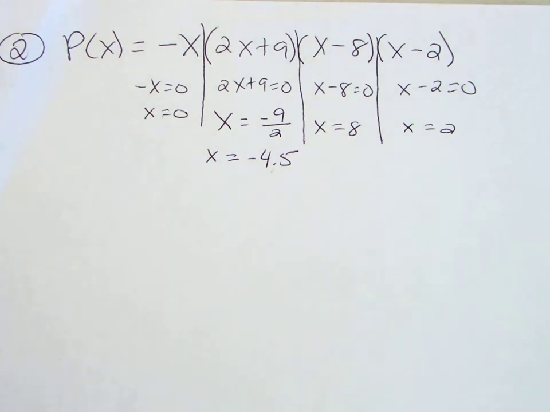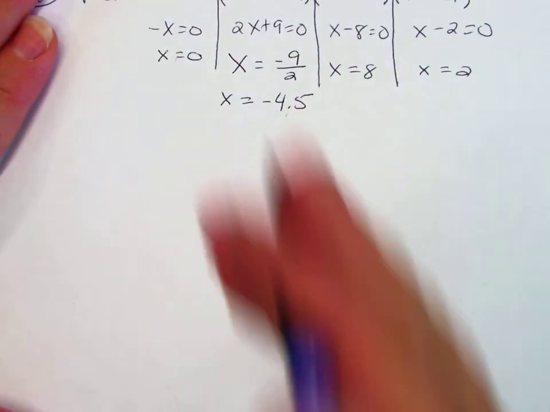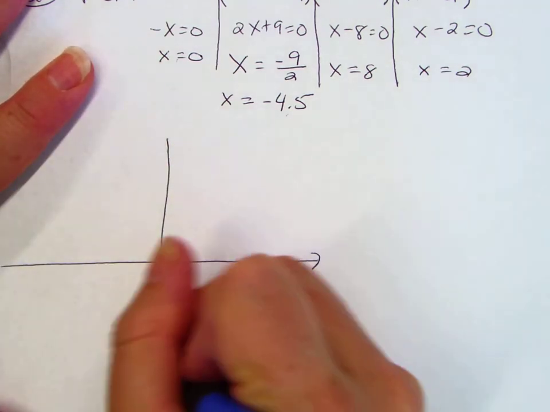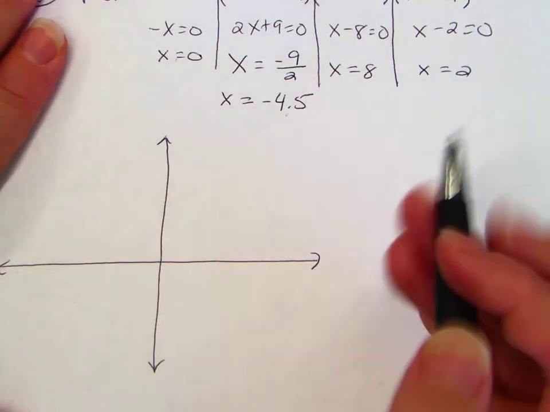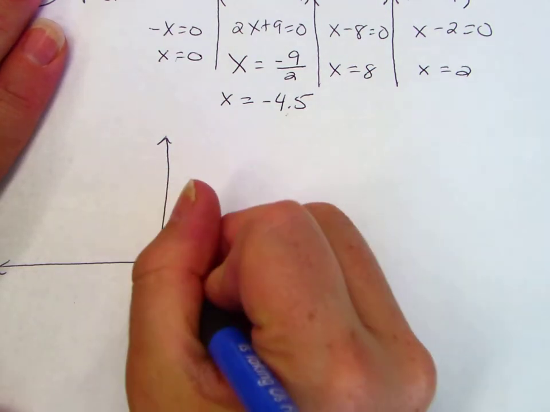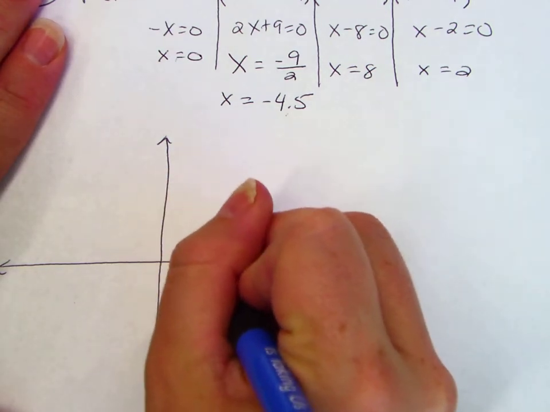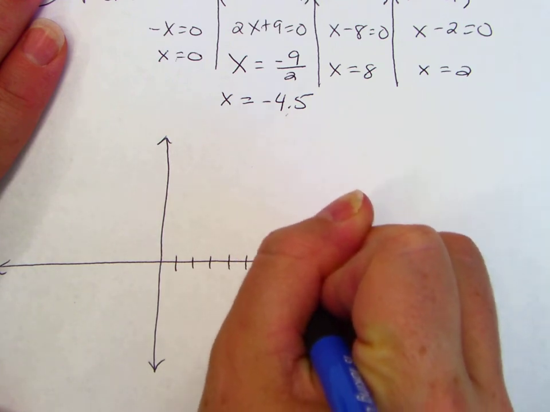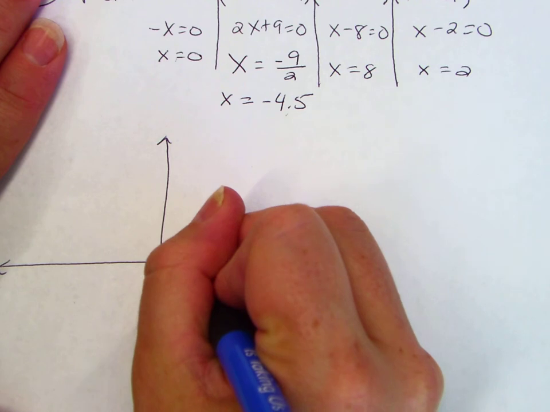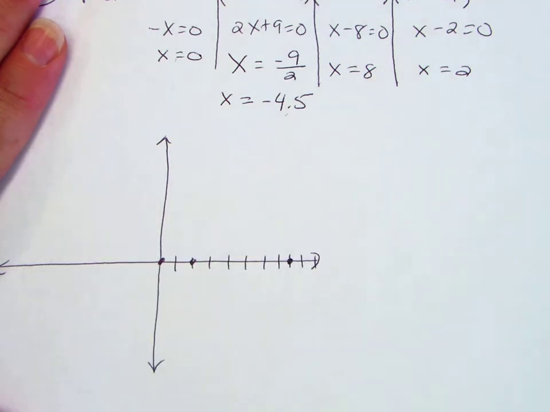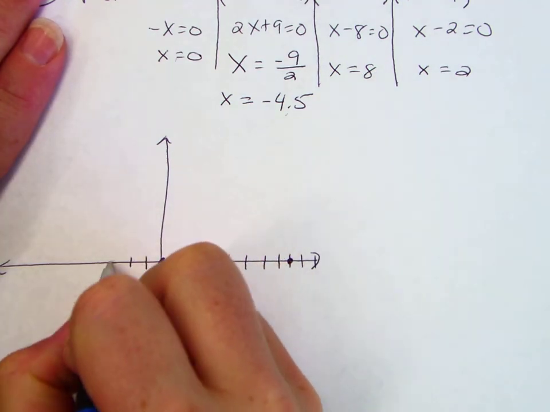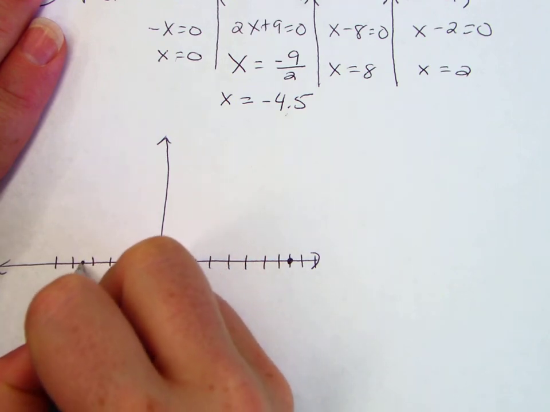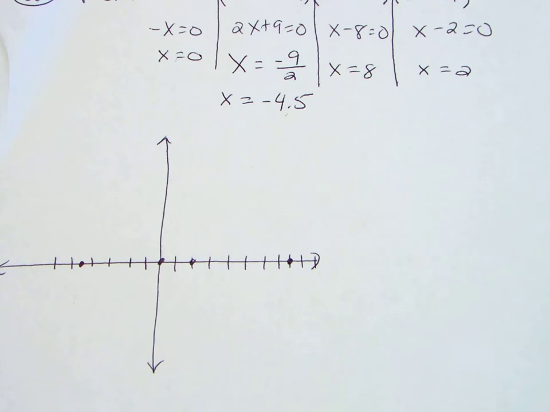I have 4 roots this time. 1, 2, 3, 4. So I'm going to make my grid. I'm going to make it over here this time. I'm going to make it a little bigger. All right, so I need to go to positive 8. So I'm going to do 10. 1, 2, 3, 4, 5, 6, 7, 8, 9, 10. 10, 9, 8. I've got 2. I've got 0 and negative 4.5. So 1, 2, 3, 4, 5, 6. 1, 2, 3, 4.5. Okay, so there are my 4 roots.